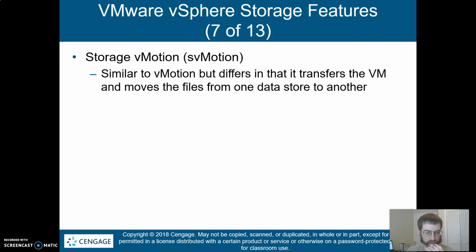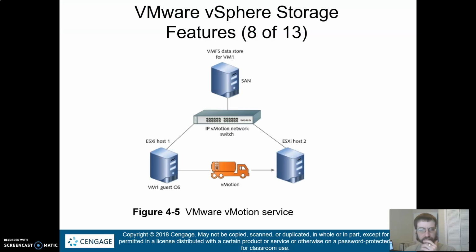There's a third category of, I think, a shared nothing vMotion, in which the two systems have literally nothing in common. So it moves the data and it moves the VM, and it all happens. It's kind of like this. So you've got your data store in the SAN. You've got your vMotion network.